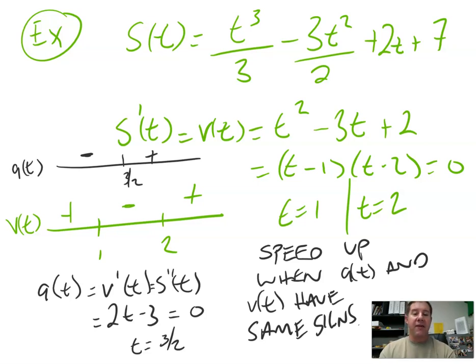Then from 3/2 to 2, because the signs are different, I am now slowing down. I am going to the left, but accelerating to the right. I stop at 2, and then from 2 onwards, I'm going right, and I'm accelerating right, so I'd be speeding up to the right. Okay? So that's how you can use those in conjunction to see what an object is doing.